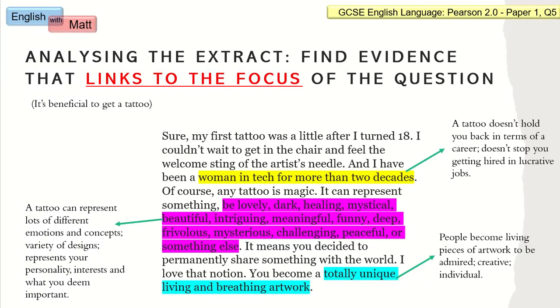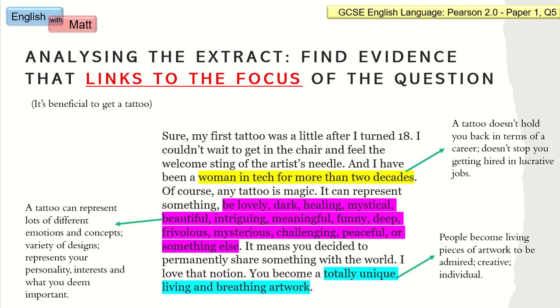She then gives us a list of different emotions and concepts that a tattoo can represent. So there's a variety of designs, variety of colours, and it can represent a variety of different personality types. Tattoos can also represent a variety of different interests and what you deem important. So there's a number of different ways that this artwork can make you an individual.